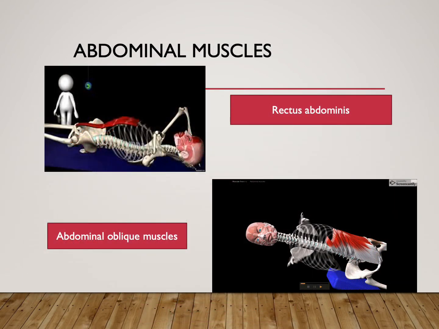In this slide, you can see the abdominal muscles and the oblique muscles. The abdominal muscles, that is the rectus abdominis, it helps in doing sit-ups, chin-ups, curl-ups, etc. And your oblique muscles help in doing twisting activities of the trunk.